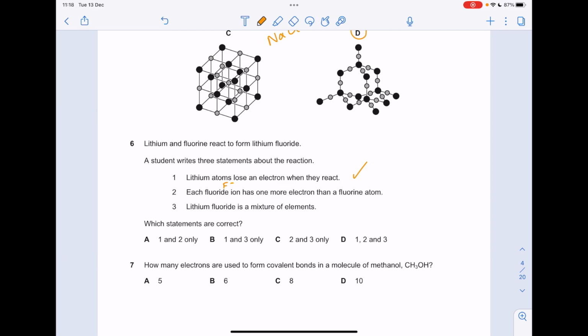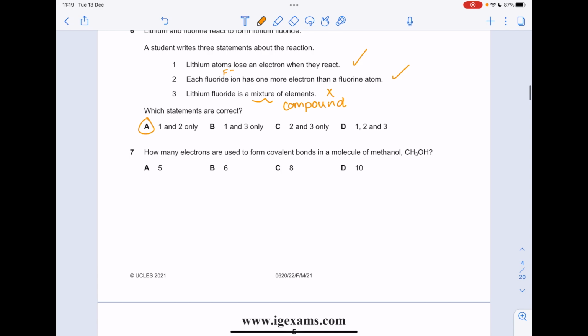Remember, it's in group 7, so it will gain an electron. Lithium fluoride is a mixture of elements. That's wrong. It's not a mixture, it's a compound. These questions are quite detailed, so the answer here is 1 and 2 only are correct, 6A.